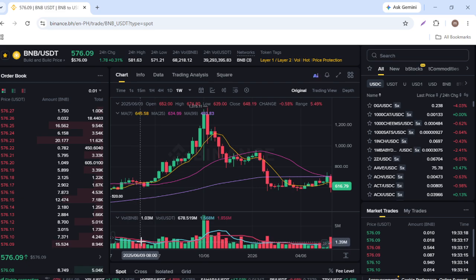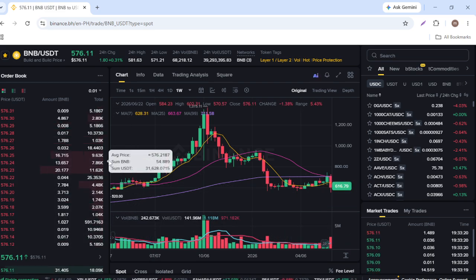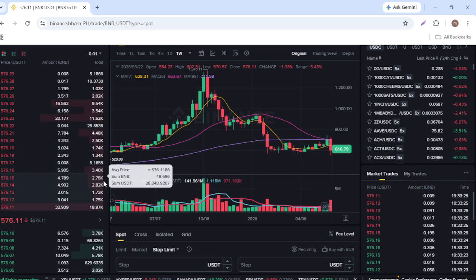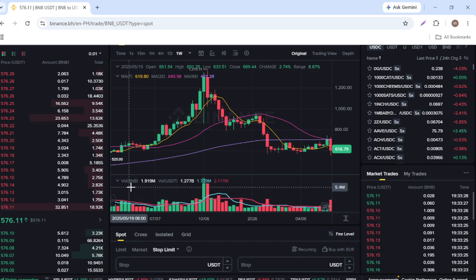Another useful section is the volume bars, usually shown below the main chart. Volume tells you how much of that coin was traded during each candle. Higher volume often means stronger market activity.